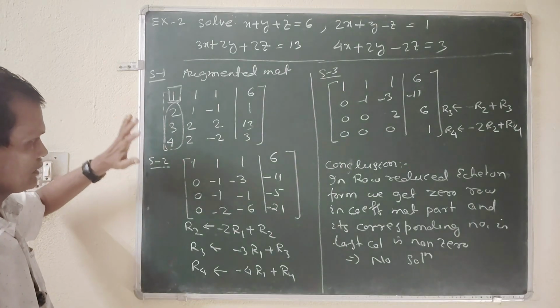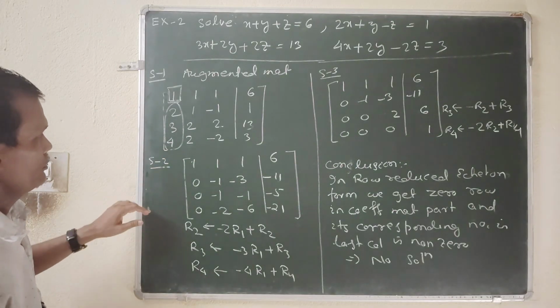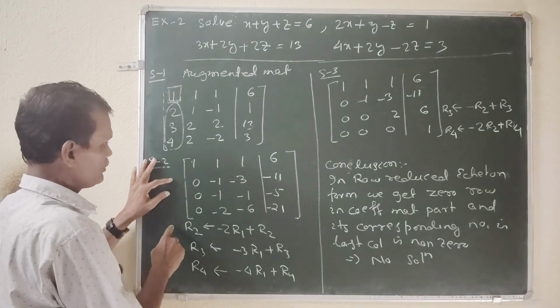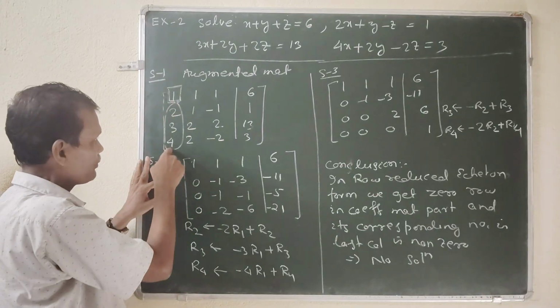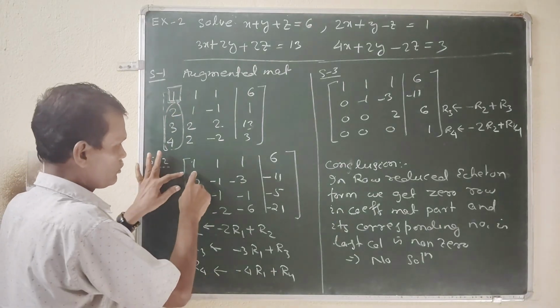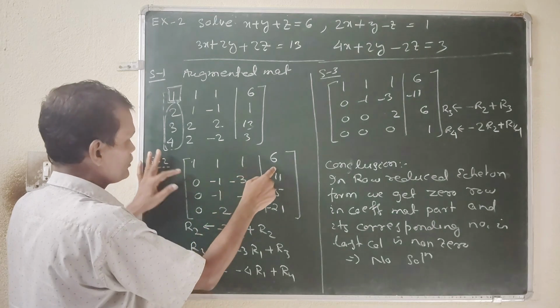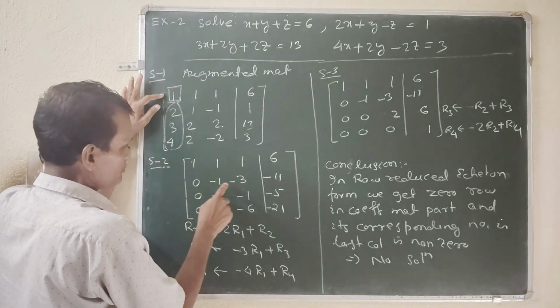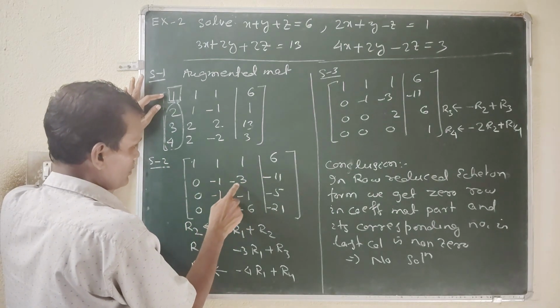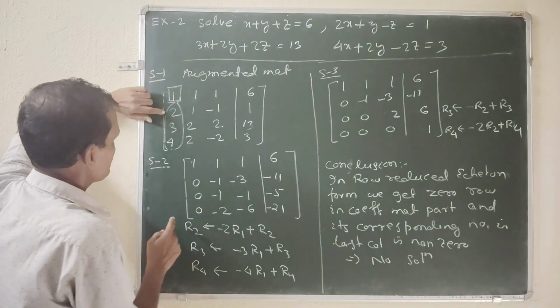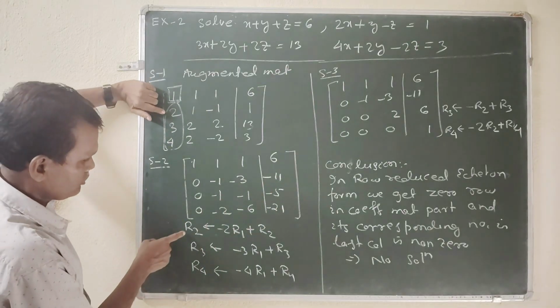You see in the second step how we are doing it. As we will change the elements below the pivot, we will not change row 1. So just we copy row 1, 1 1 1 6, from here. How is this becoming 0 minus 1 minus 3 minus 11? You look at this previous matrix and this is the law.